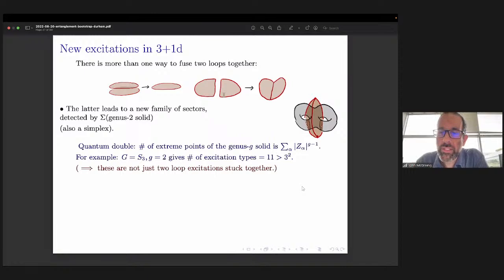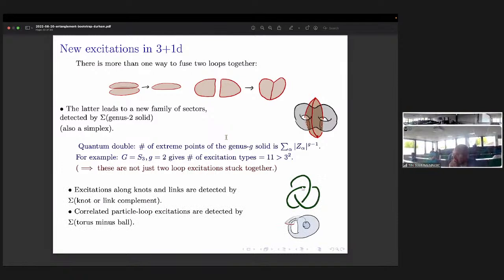For example, if you think about the quantum double model with gauge group S3, the information convex set of the genus 2 handle body has 11 sectors, but there are only three types of loops. And so putting two loops together only gives 9 excitations. So there's something else. That's my point of this inequality. So these graph excitations are something new, which is a bit more mysterious.